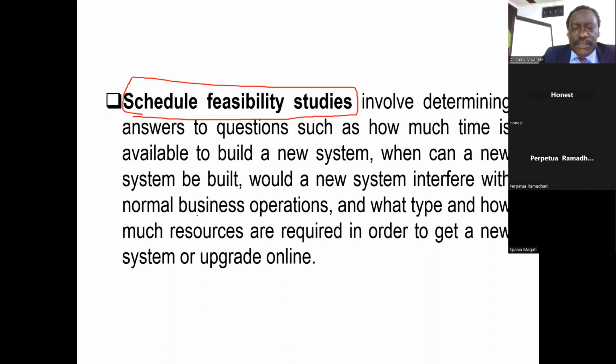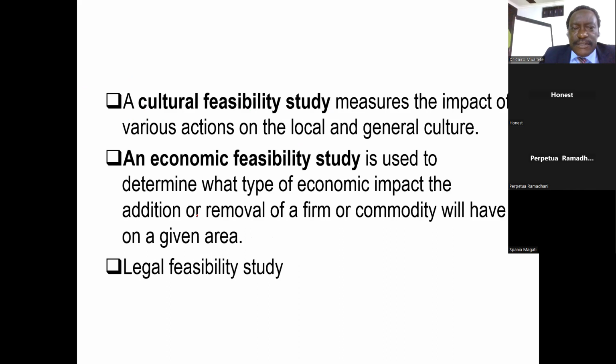If you want to introduce a new system, then that is part of the feasibility. You have another one, the cultural feasibility study, which measures the impact of various actions on local general culture. Another approach that comes along with it is the economic feasibility study, used to determine the type of economic impacts that an additional firm or commodity will have on a given area.